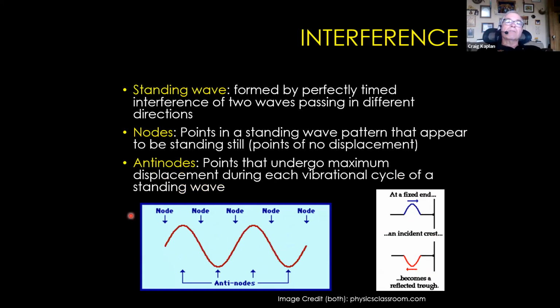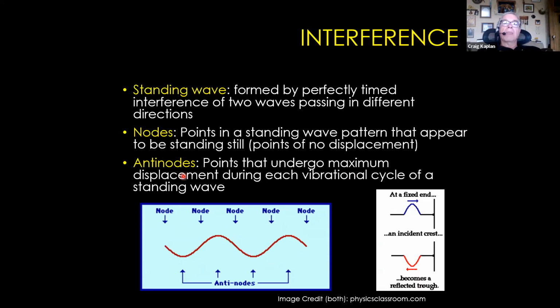Standing waves have nodes and antinodes. Points in a standing wave pattern that appear to be standing still are called nodes. It's a little hard to observe, but I'm going to put my cursor right over that node, and you'll see that however wildly the wave appears to be moving, the part of the wave that's covered by that cursor is not moving. Ditto with here, here, and every node.